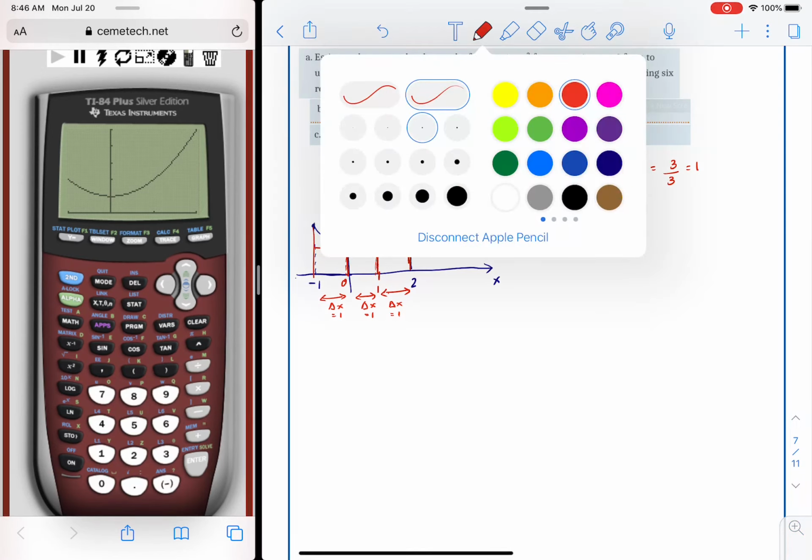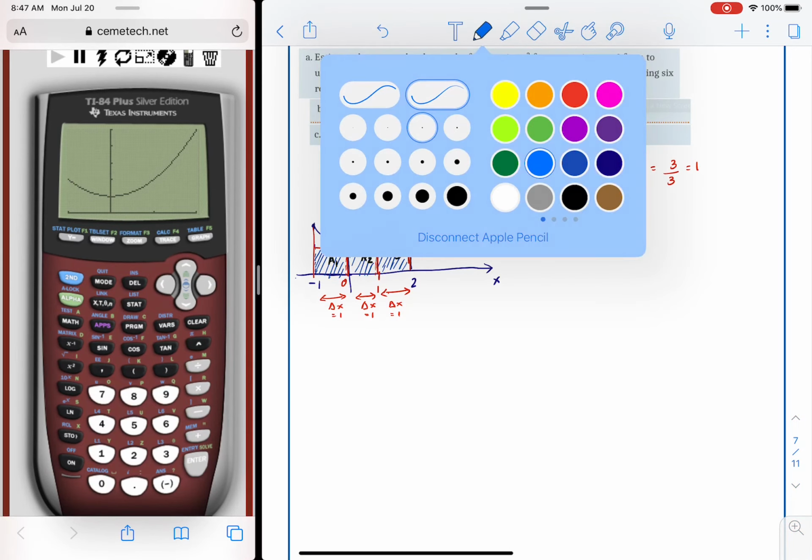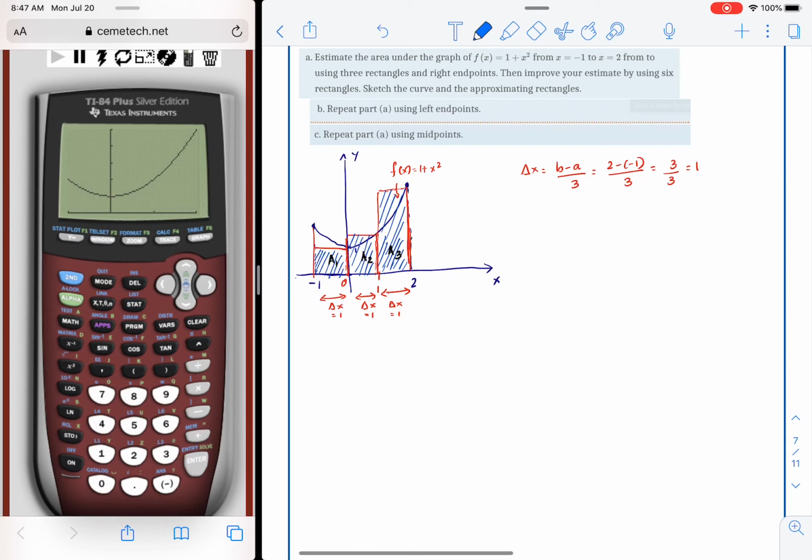So my rectangles end up being 1, 2, and 3. I'll call that A1, A2, and A3. So the area under the curve, or under the graph, is simply A1 plus A2 plus A3.